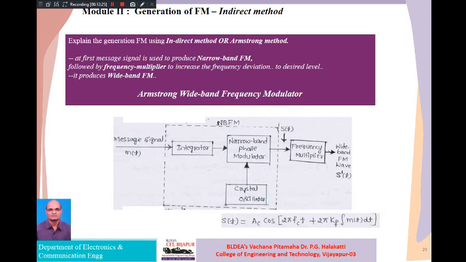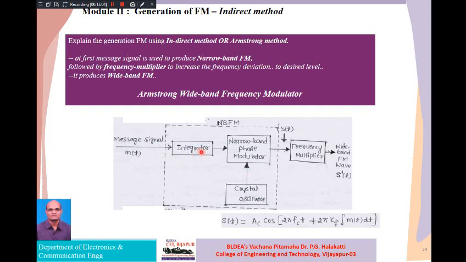Next, today we'll see the Armstrong method of generation of a wideband frequency modulated signal. This is basically the indirect method because we depend on the NBFM, narrowband frequency modulating, block. As usual, the message signal is applied here. This is quite different from the direct method. An integrator is used because in NBFM one of the expressions has an integral. We want the integration of the message signal, so the message signal should first pass through the integrator.